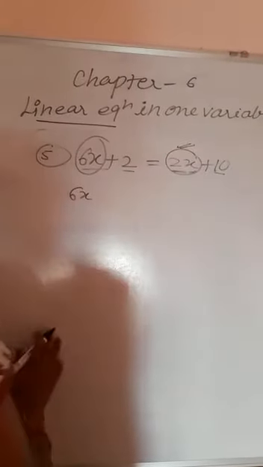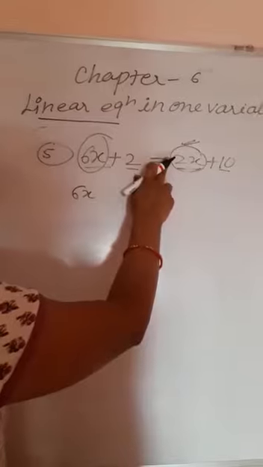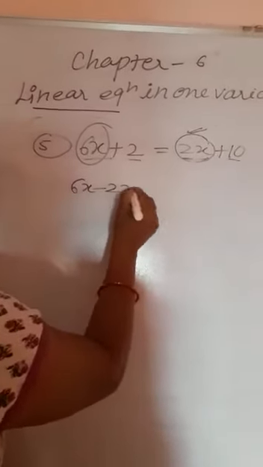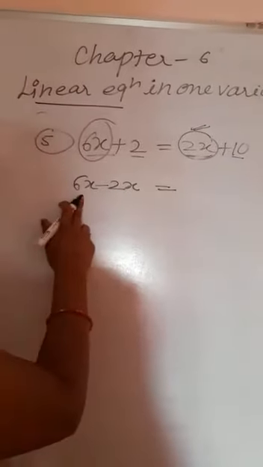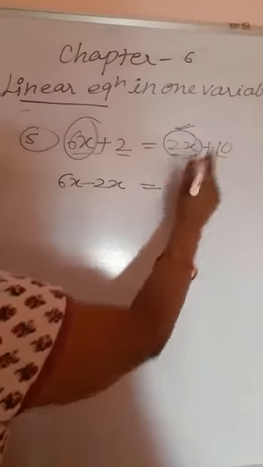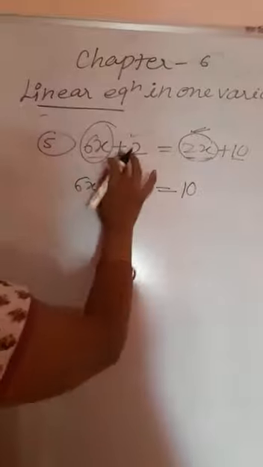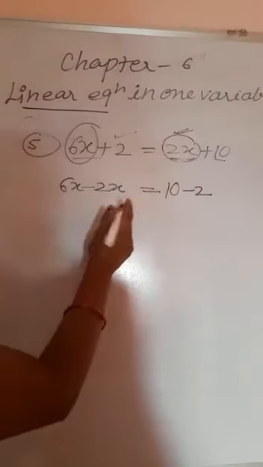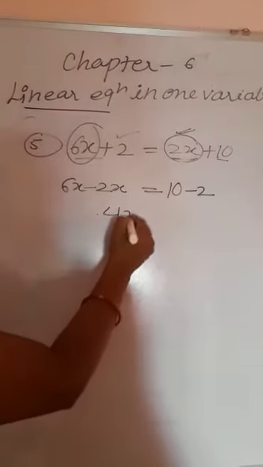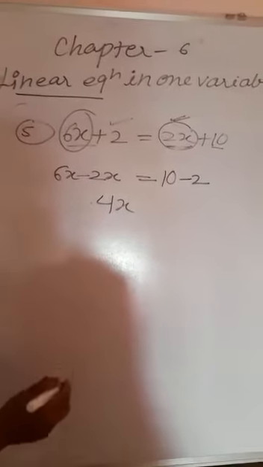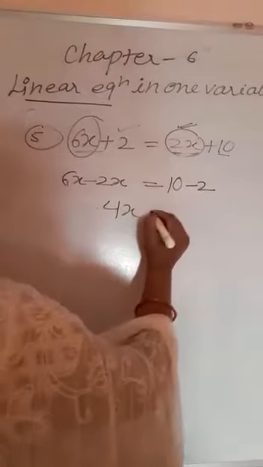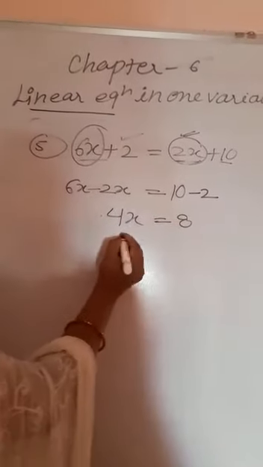The second variable term is 2x with a plus sign, so change into minus. Means we have to write minus 2x. 10 copy as it is. Here the term without variable is 2, plus 2 changes into minus 2. 6x minus 2x, that is 4x. 10 minus 2 means 8.